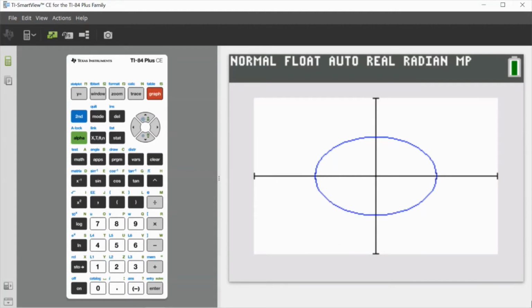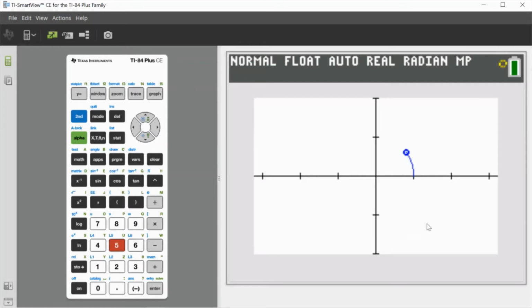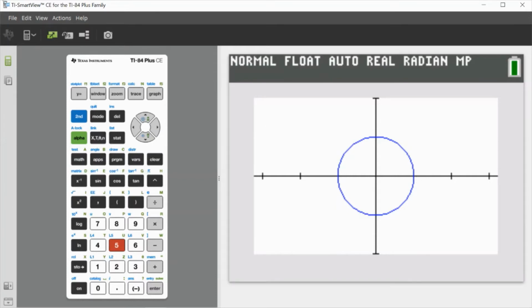So right now this looks kind of like an ellipse. I'm going to do zoom square, zoom, and then 5. And now you can see this is actually a circle. Now notice that it started over here at the point (1, 0), and it went counterclockwise about the origin. So it's not just the fact that I have a circle. It also has to do with the fact that where did it start? What direction is it moving?